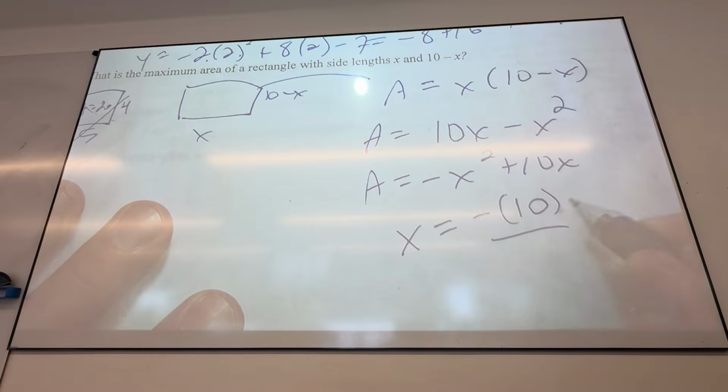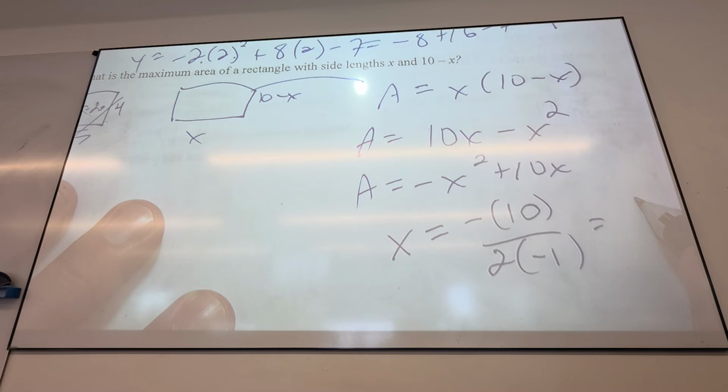Yeah, 10. And what's A? So what's 10 divided by 2? And so what's the area? 10 times 5 minus 25, 20.